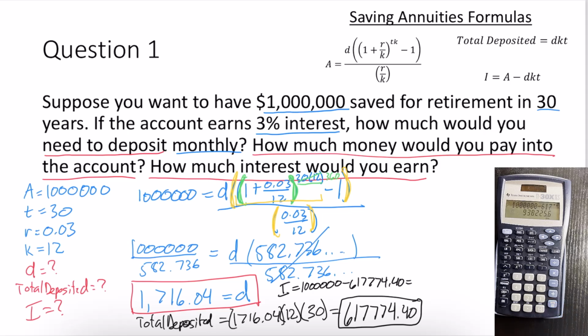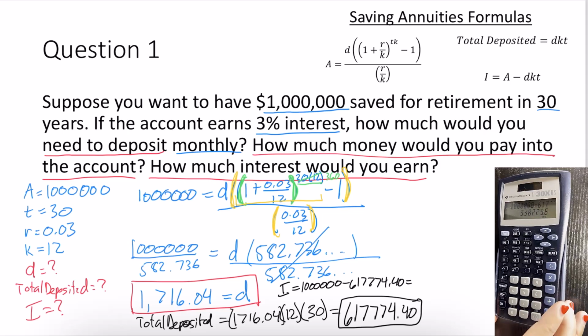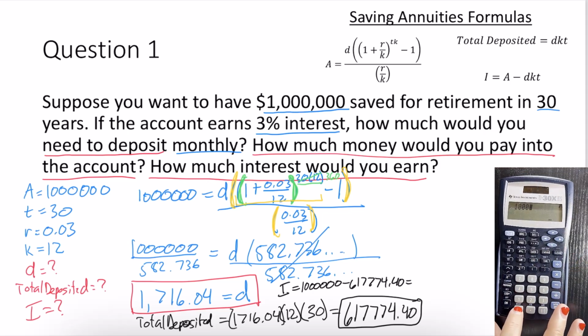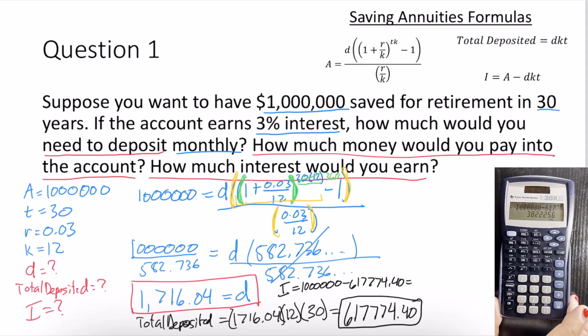61774.40 tells me that the amount of money that I earned in interest is, that can't be right, that's way too big. Okay, let me try, maybe I missed a zero. 1 million minus 61774.40. Okay, yes, that looks more reasonable.